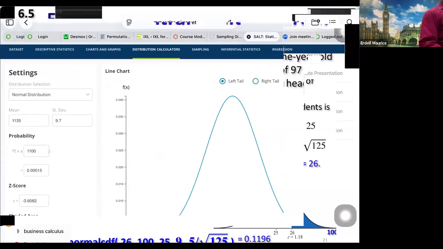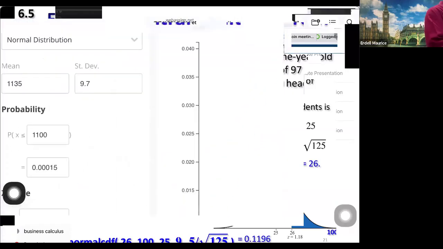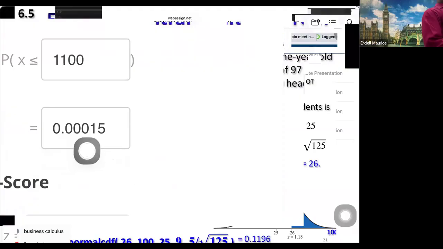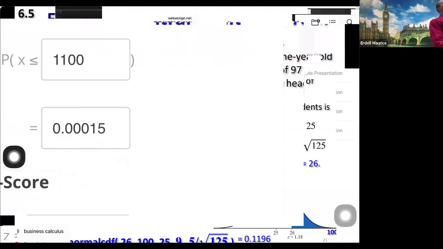Yep, I switched all them zeros. Yes. So to 4 decimal places, 1, 2, 3, it is 0.0002. Questions? Comments? Queries? Concerns?